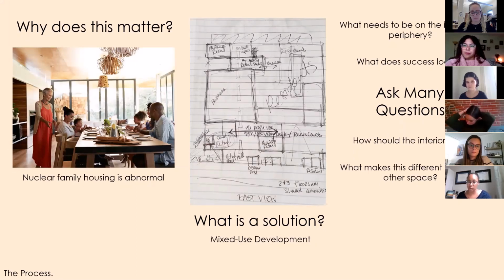There were a lot of ideas in my head and a lot of people just weren't understanding what I was saying. So my thesis advisor said, just draw it, write it down, get it all out, so that I can understand what you're saying. And through the process, you have to ask many questions. What needs to be on the inside? What does a successful building look like? How should the interior feel? And what makes this space different than any other spaces?